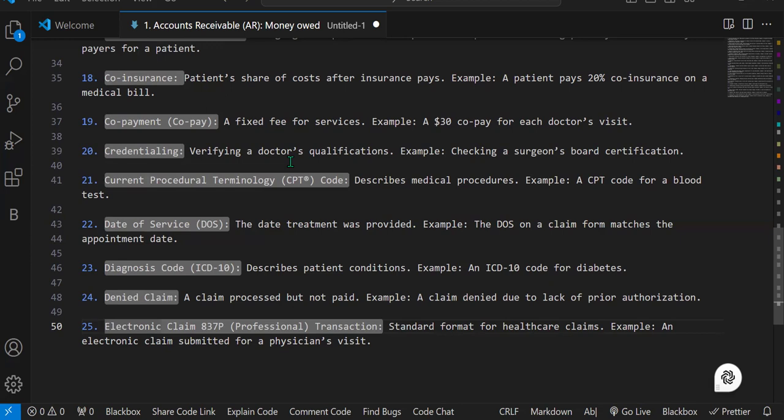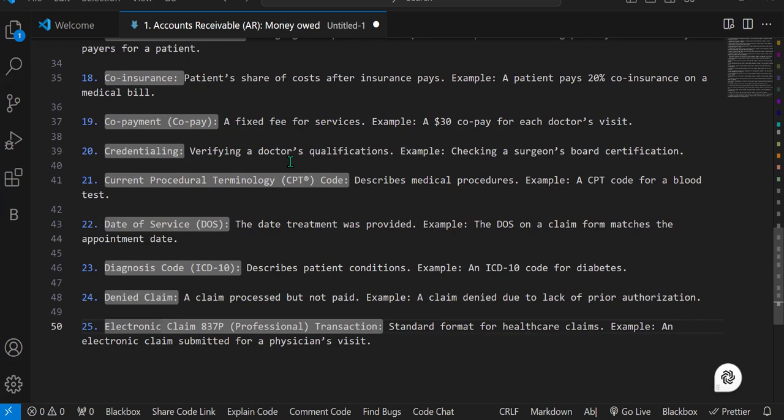Denied claim: the claim is processed but not paid. Example, claim denied due to lack of prior authorization. As I told you, the authorization number is required for some cases. If that authorization is not there, then the claim will be denied by the insurance company.